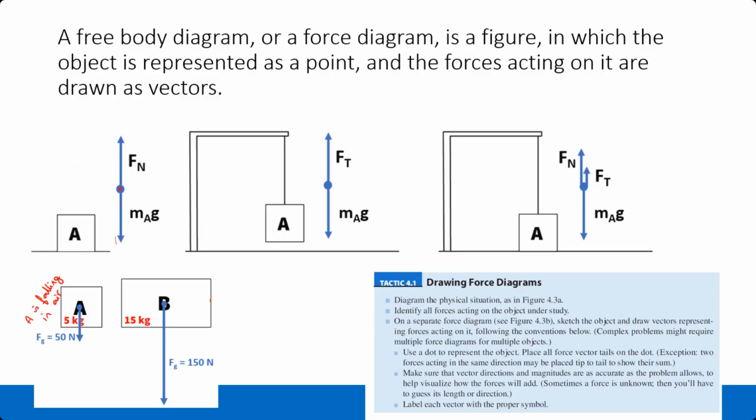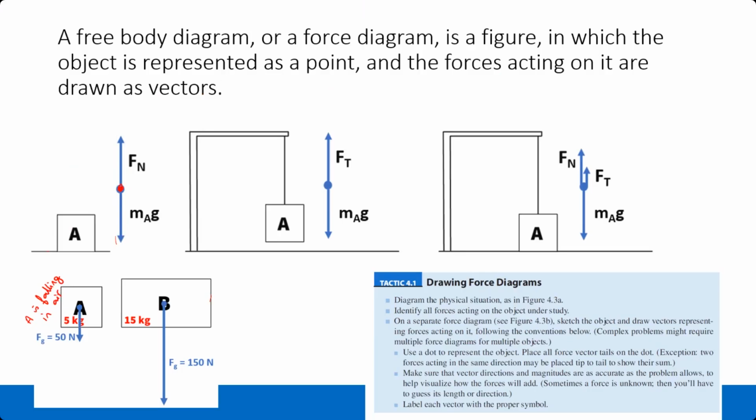Representing the object as a point makes things easier because you can directly add the forces acting on the object because they will all be starting from the same point. So use the parallelogram method directly and more easily. And we draw the forces acting on this object as vectors.